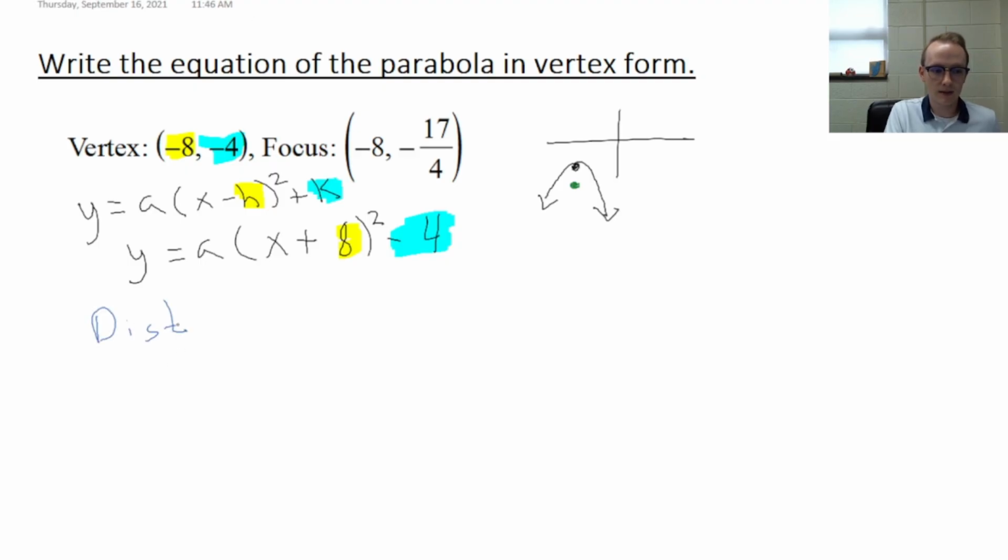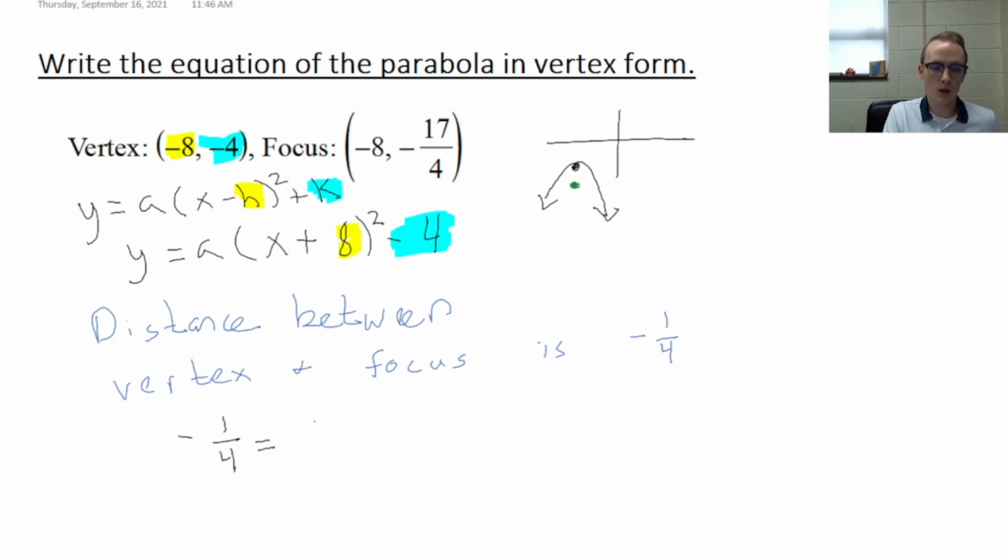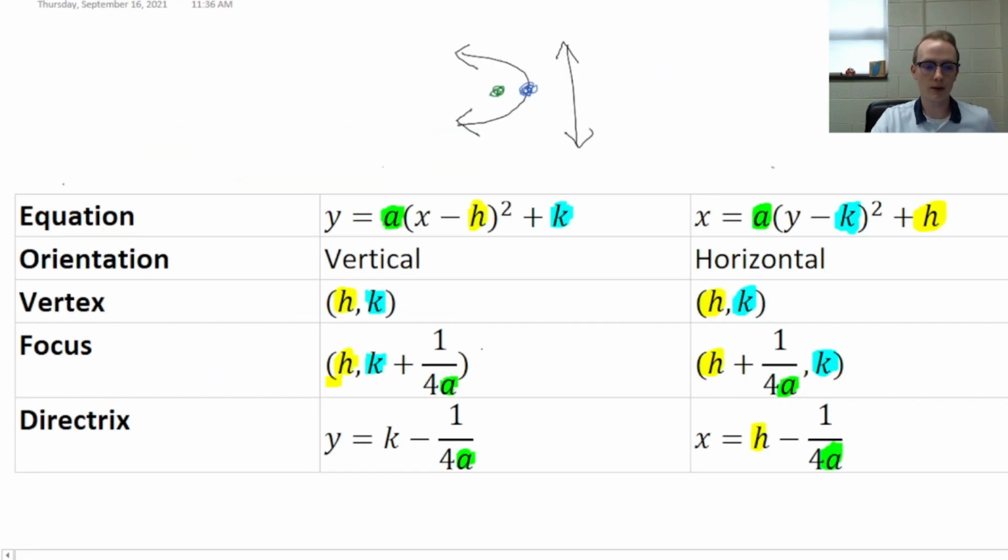Let me write that. The distance between the vertex and the focus is negative 1 over 4. Okay, which means that negative 1 over 4 is equal to 1 over 4a. Negative 1 over 4 is equal to 1 over 4a, because the distance between your vertex and your focus, according to this table right here, is just positive 1 over 4a.